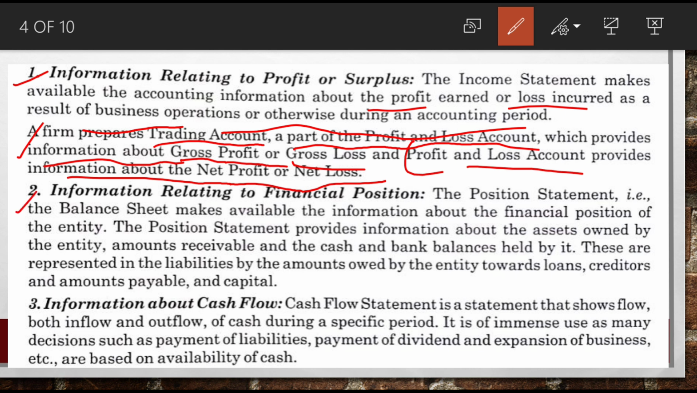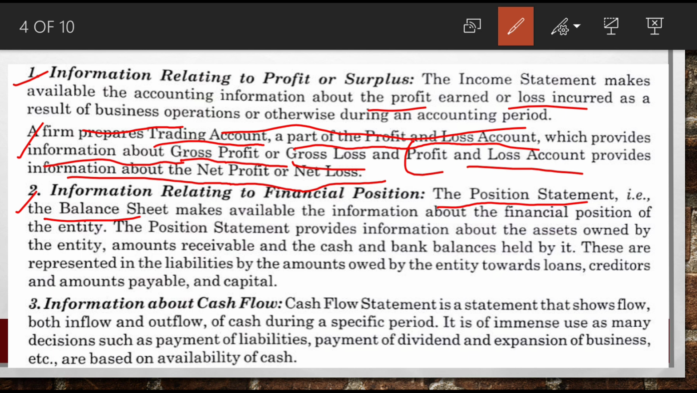The next information is relating to the financial position. So the next type of information provided by accounting is the financial position of the business. Where do we get this information? We get it from the position statement. The position statement is also known as a balance sheet. So position statement means a balance sheet.